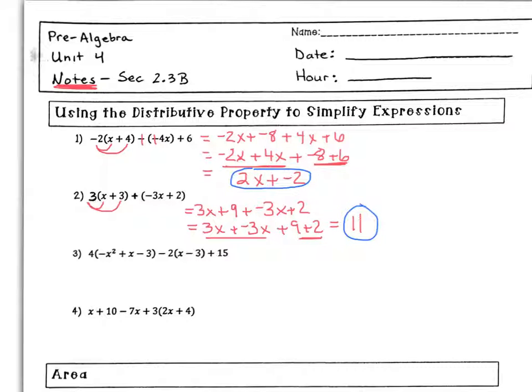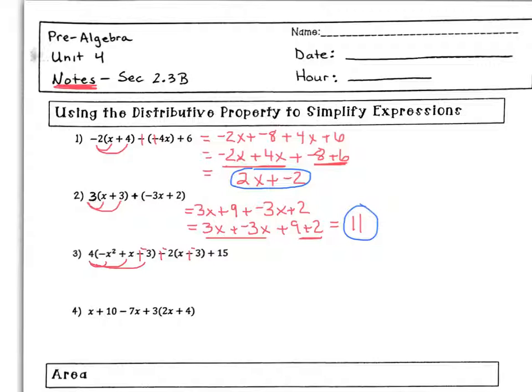Alright, number 3. There's distributing here. Also, I need to make some double sign changes. I need a double sign change here and here. So let's start with the double sign changes. 1, 2, 1, 2, 1, 2. And then let's draw in our distributing arrows.